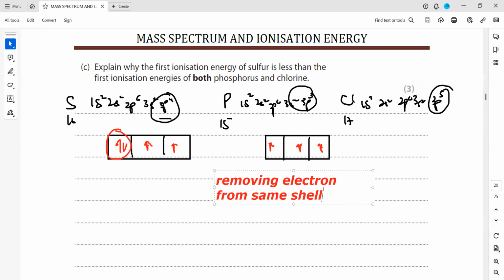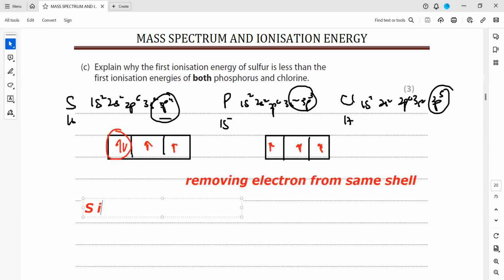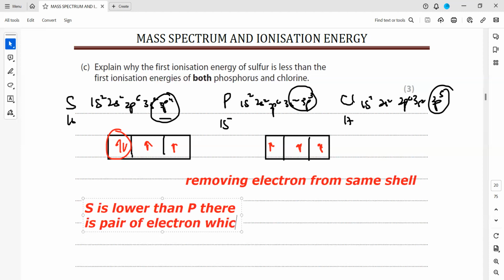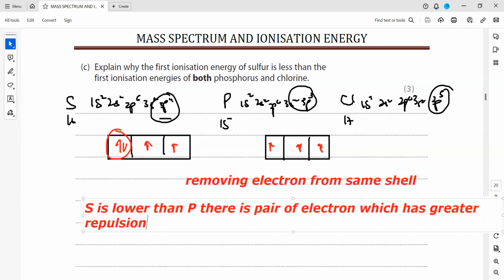So as we are removing the electron from the same shell, why do we observe that sulfur has a lower ionization energy than phosphorus? What is the reason? Because there is a pair of electrons which has greater repulsion, compared to phosphorus, in which there is no pair of electrons in the p orbital.